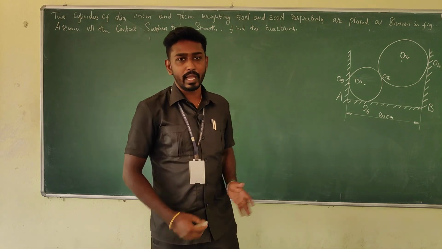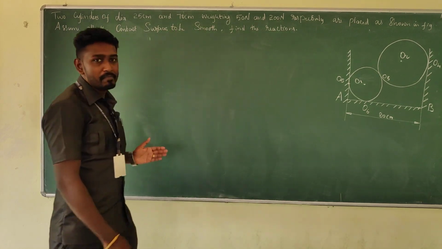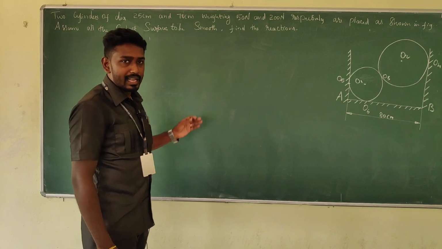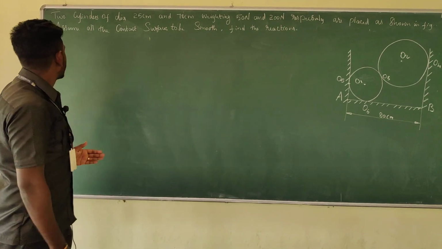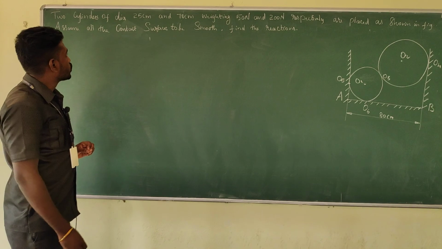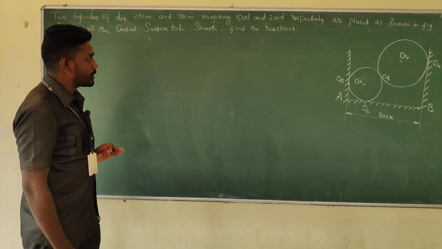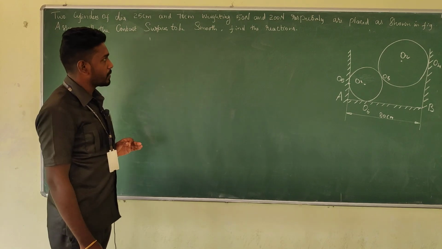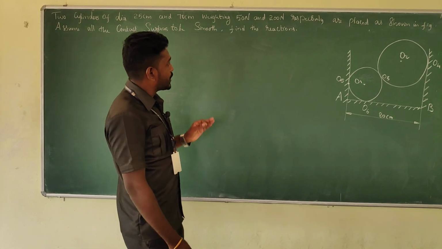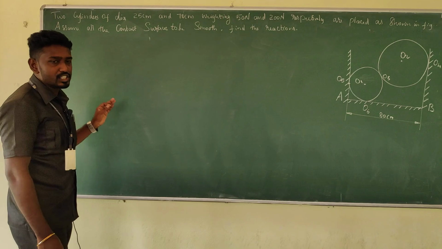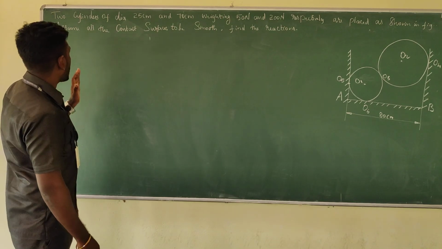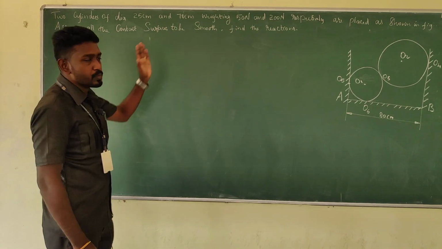Welcome, students. I have come up with one of the questions from action and reaction. Let me read out the question. Two cylinders of diameter 25 centimeter and 70 centimeter, weighing 50 Newton and 200 Newton respectively, are placed as shown in the figure. Assume all the contact surfaces to be smooth.